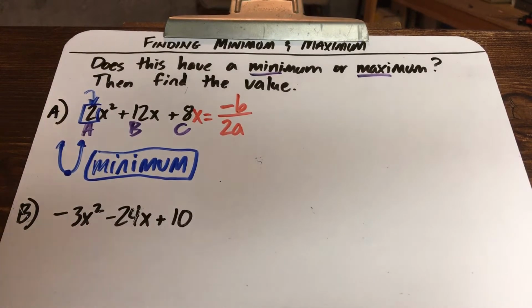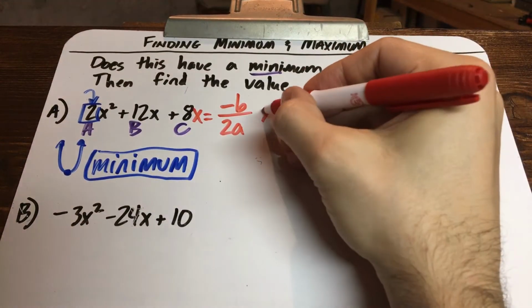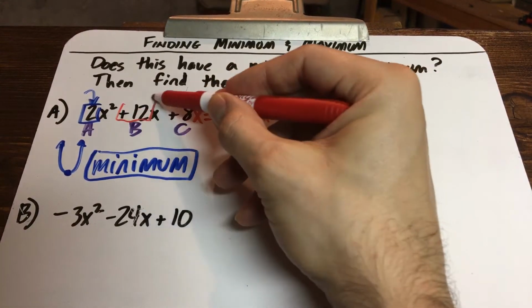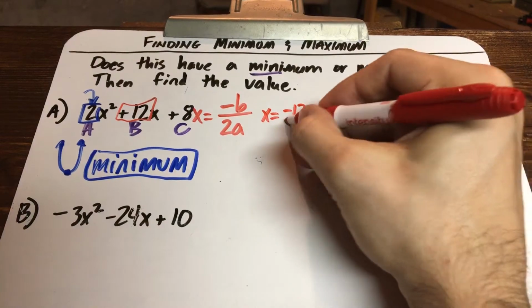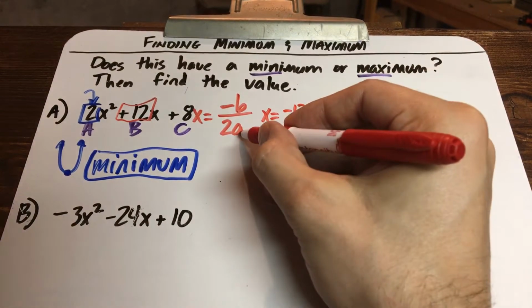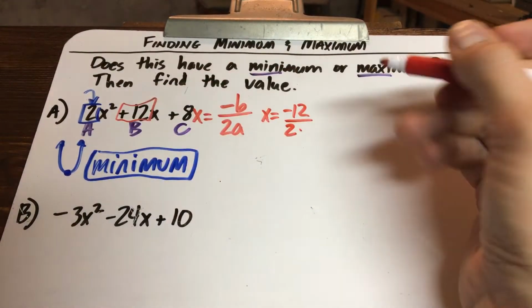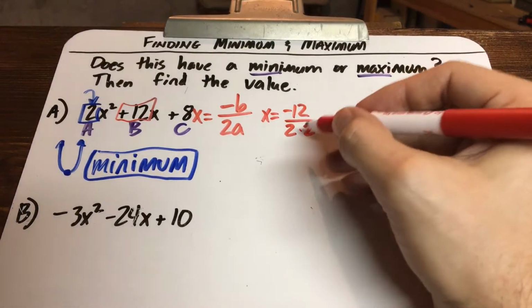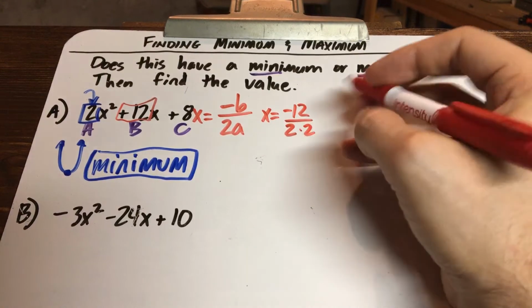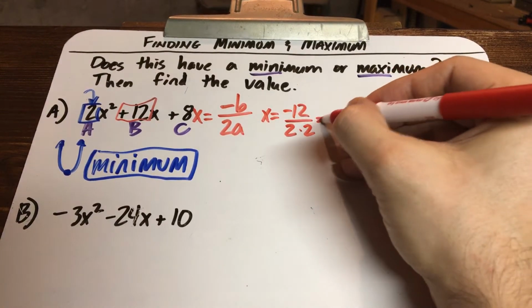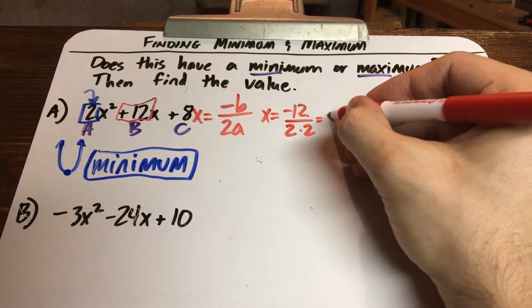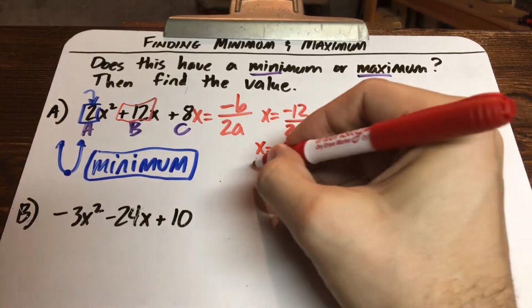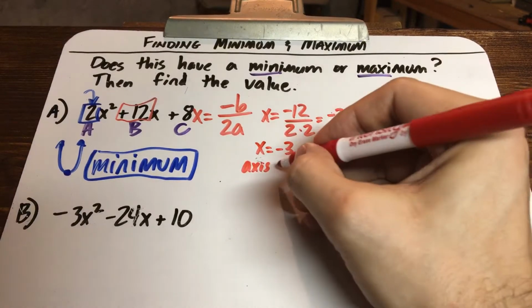Now this is step 1. So I'm going to plug in negative b. My b number right here is 12. So I'm going to do negative 12 over 2 times a. My a number is what I have in the blue box right there, 2. So I have negative 12 divided by 2 times 2. Okay, we know 2 times 2 is 4. So negative 12 divided by 4 is negative 3, right? And so my axis of symmetry is x equals negative 3.